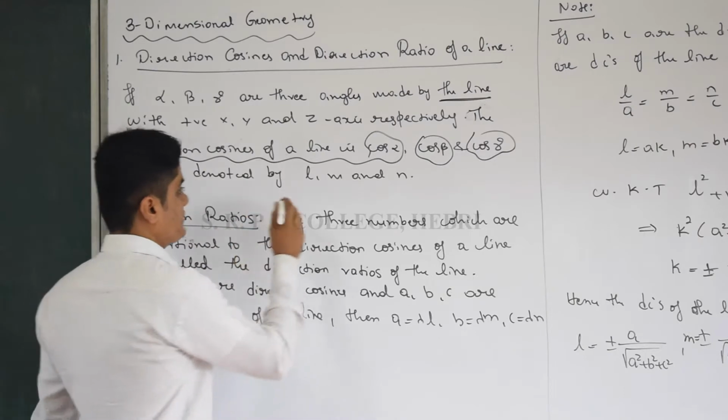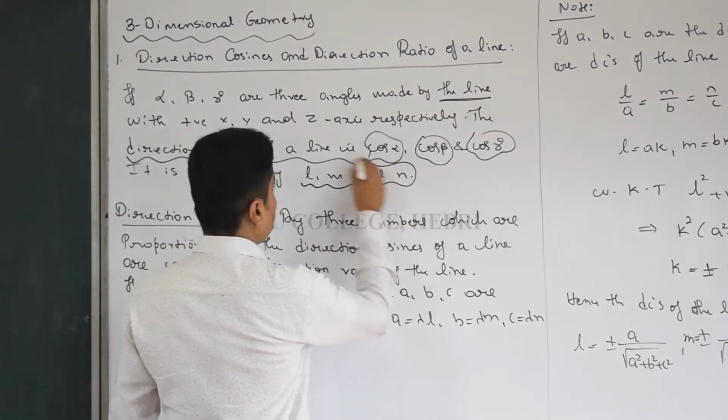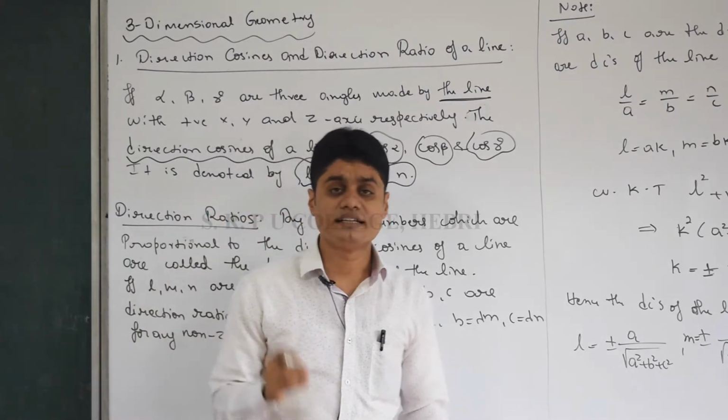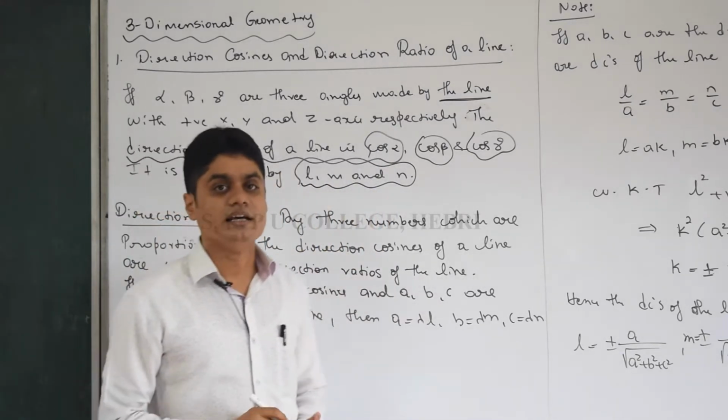Now usually in this chapter direction cosines are denoted by l, m, n, small letters l, m, n. It's nothing but the direction cosines of the line. See why this is required.